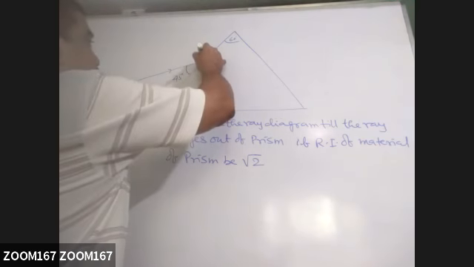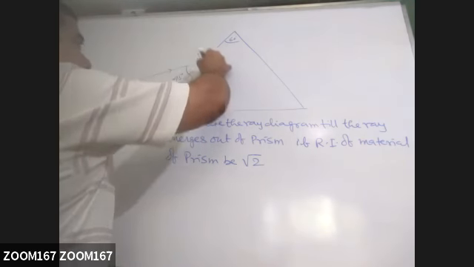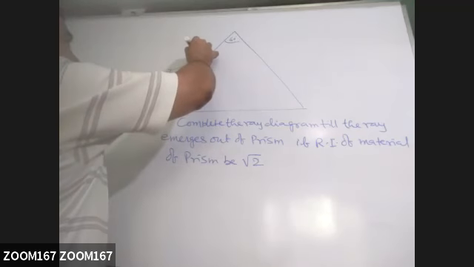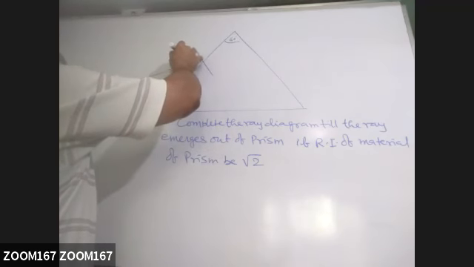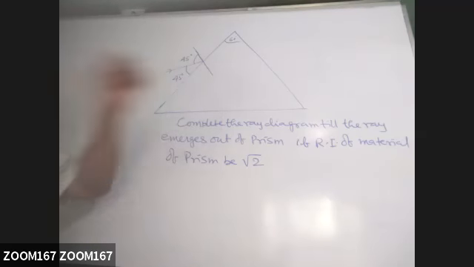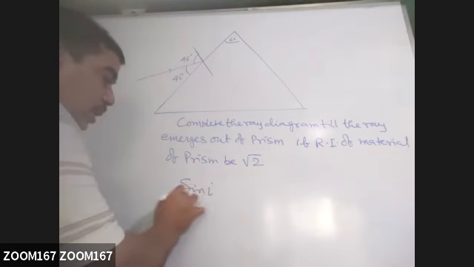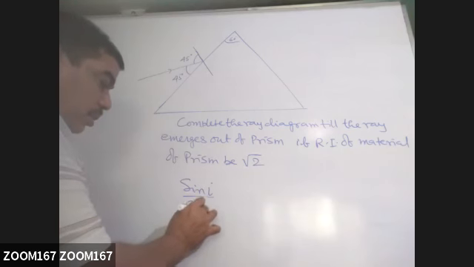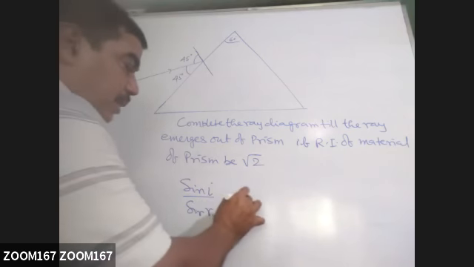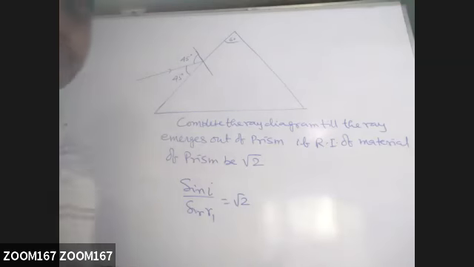So at first glance, the angle of incidence is 45 degrees. Actually, this angle of incidence will also be 45. Now, what will be the angle of refraction? How will you find it? By using Snell's law. You know sin i over sin r1 will be the refractive index of the material of the prism with respect to the surrounding.